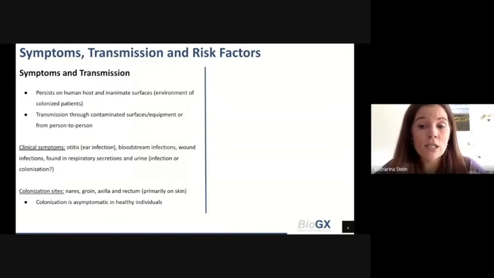However, hand hygiene and environmental cleaning is really important. Candida auris has become very tolerant to many disinfectants and not all disinfectants are active against Candida auris. So therefore, disinfectants that are also active against Clostridium difficile spores are recommended.